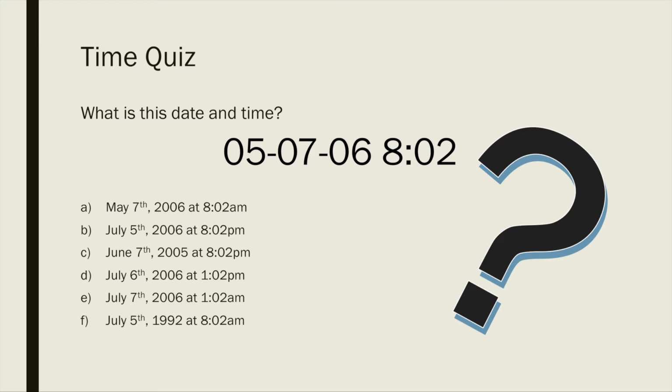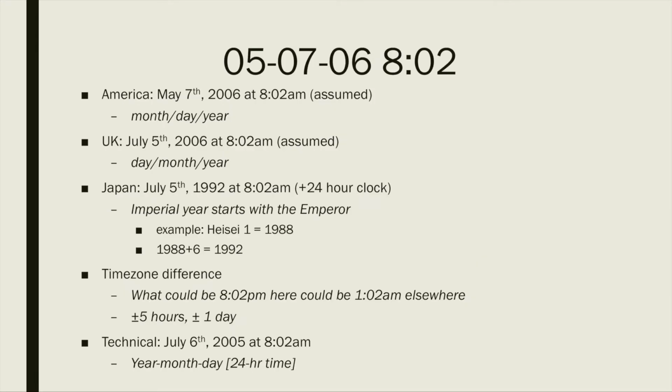Because based on where you are, based on when you are, and based on basically how things are read, this string of numbers could be anything. Let me explain. To take the same string of numbers in America, you're going to have the idea of the month, day, and year for America, right? That would be May 7th, 2006 at 8:02 a.m., just assuming based on the fact that there's no AM or PM after the time. In the UK, they flip it up. Instead of month, day, year, it's day, month, year. So this same string of numbers is July 5th, 2006 at 8:02 a.m. Again, assumed since there's nothing after the time.